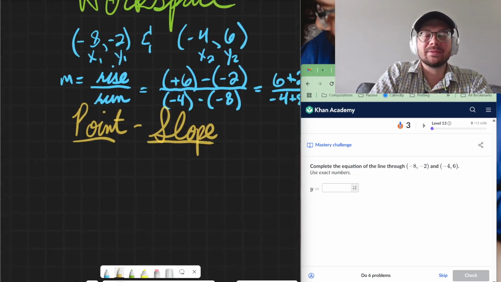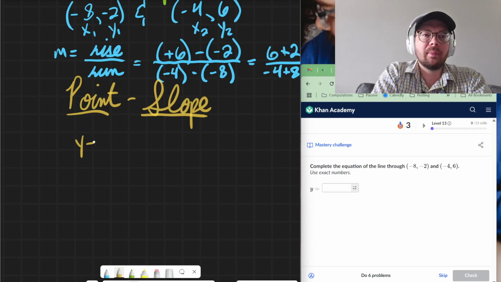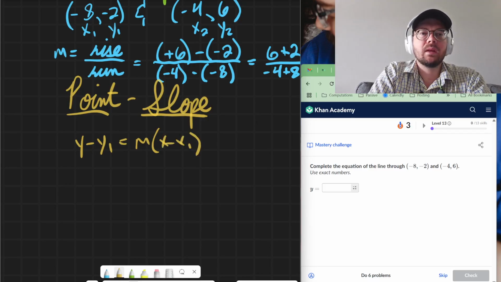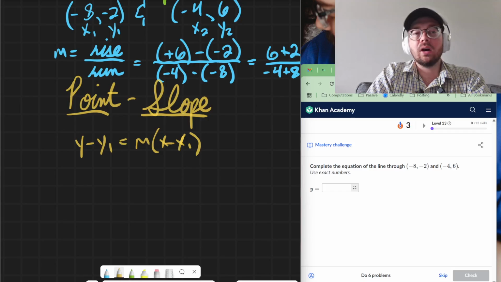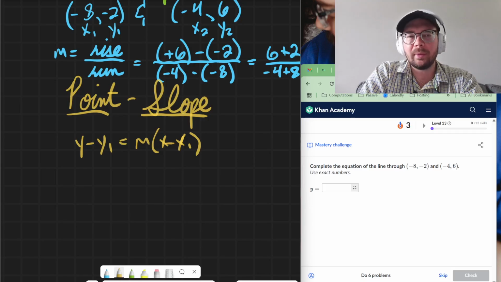A lot of the names for math formulas are actually just what they give you or what they provide. So point slope is y minus y1 equals m times x minus x1. The x1 and the y1 are the point. And it actually doesn't matter which point we pick. We could pick the x2 and the y2 point, the second point. We could pick that one if we wanted to. It would give you the same answer.